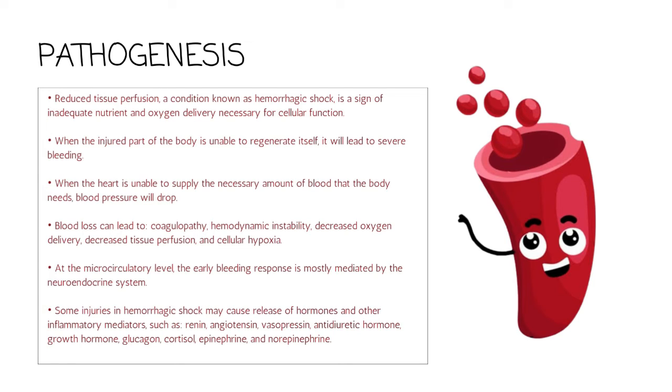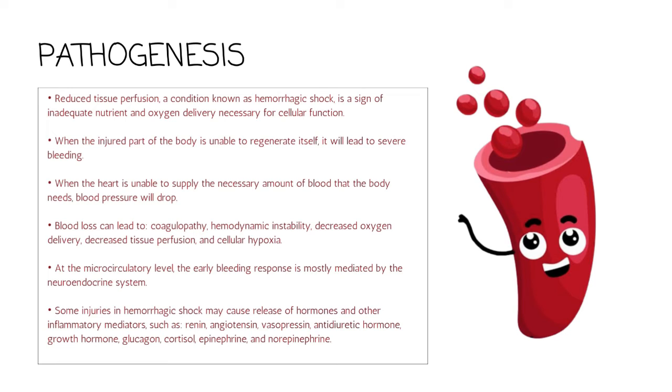At the microcirculatory level, the early bleeding response is mostly mediated by the neuroendocrine system. Some injuries in hemorrhagic shock may cause release of hormones and other inflammatory mediators such as renin, angiotensin, vasopressin, antidiuretic hormone, growth hormone, glucagon, cortisol, epinephrine, and norepinephrine.